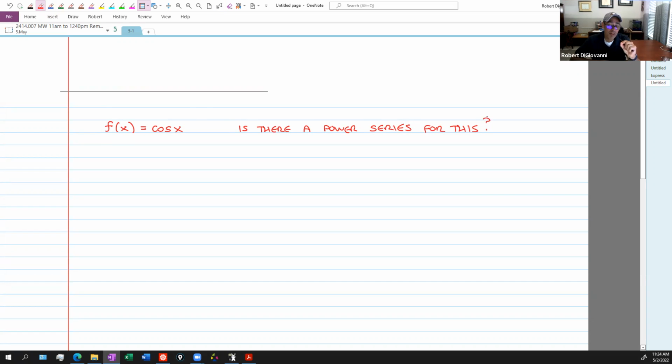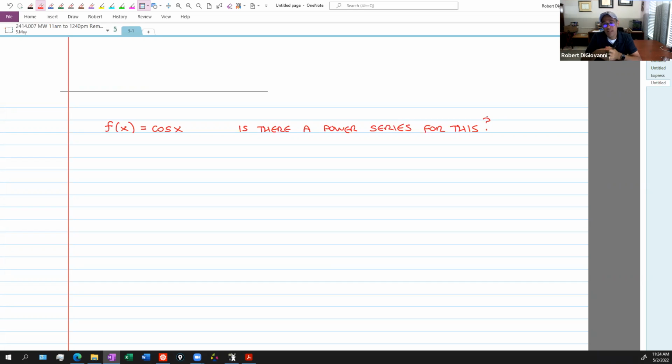Now remember, a power series is just a series of powers of x, right? It's just a bunch of powers of x. And what we want this series to do is for it to be really close to what cosine of x is. In fact, we want it to turn into cosine of x eventually if we could go forever, right? So we're trying to approximate cosine with a bunch of powers of x and get as good of an approximation as we can.